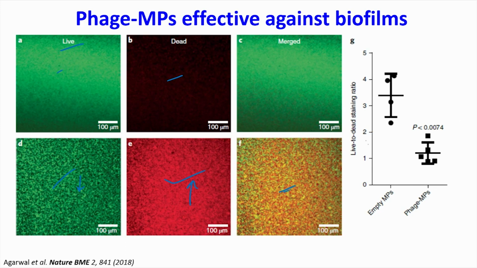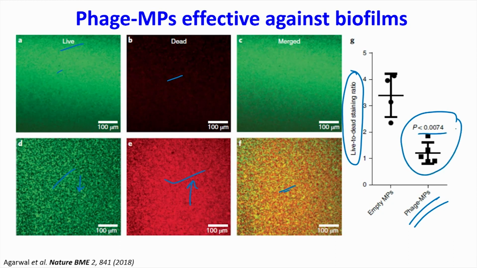This is further quantification of live to dead ratio, and in cases where they are giving the phage combined with microparticles they find that the ratio is much lower, actually significantly lower. So, they are effective even against the biofilms.